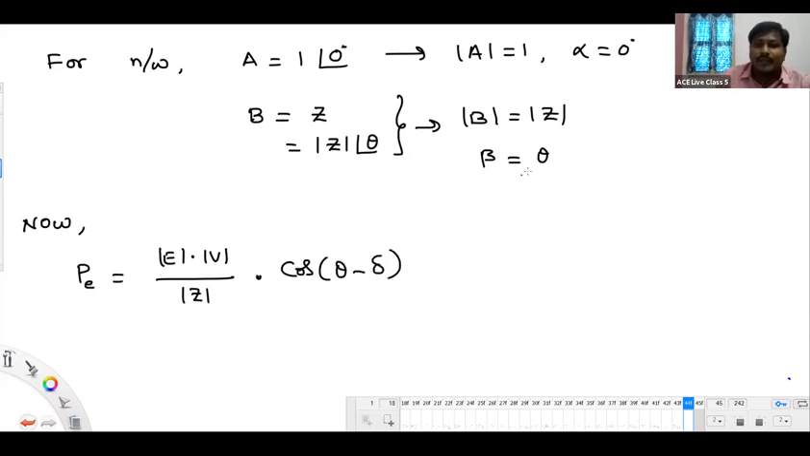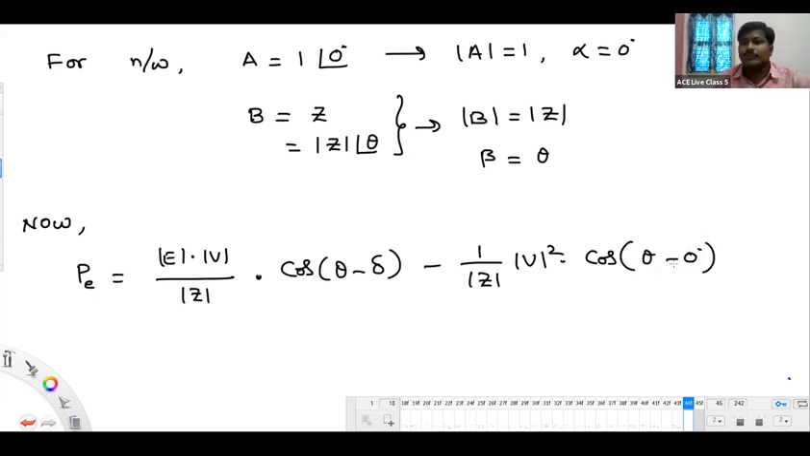Theta minus delta. Beta minus delta means theta minus delta, minus mod A by mod B, mod B square cos beta minus alpha, means theta minus 0. Theta cos theta. That's it. Like this, we are going to need the electrical power PE equation.